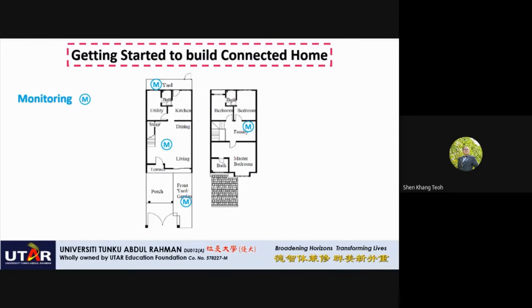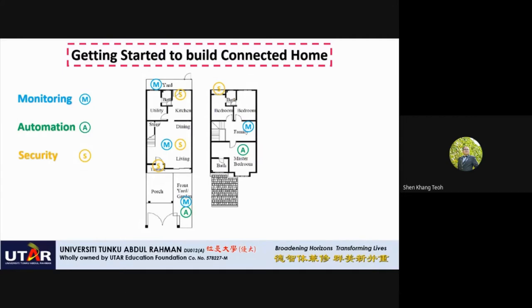Second is the automation system. You may deploy at the garden to help you water your plant, and at the bedroom to control your aircon. Lastly, the security system. You can deploy at the main door to check whether somebody breaks into your house or not, at the window, and also at those expensive house appliances.